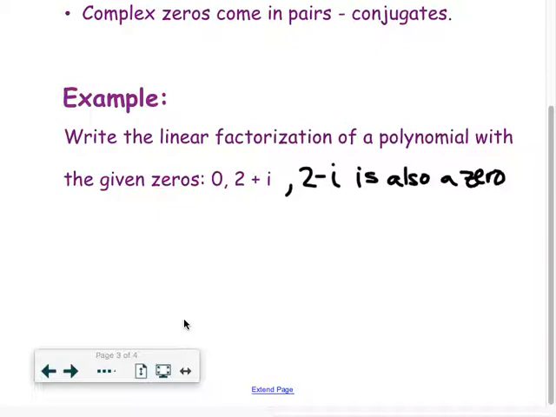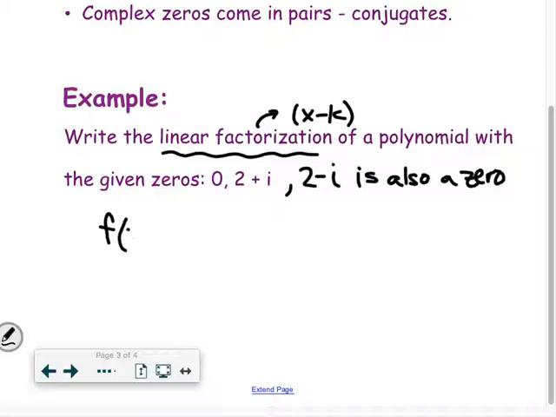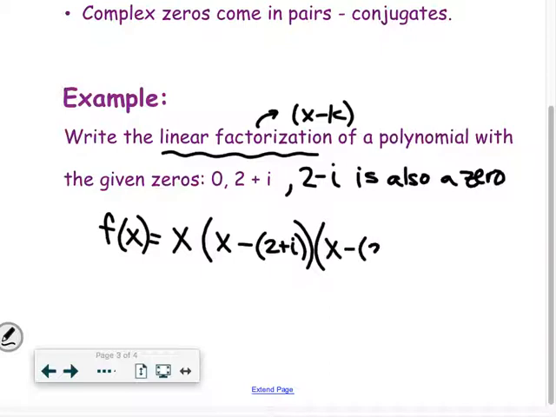And then it's asking you to do the linear factorization. So for linear factorization, you're going to put all of those back as x minus k's. So f of x equals, for our first zero of 0, x minus 0 is just x. And then we have the zero, 2 plus i, so I could write that as x minus the quantity 2 plus i. And then the third zero is 2 minus i, so I have x minus the quantity 2 minus i.